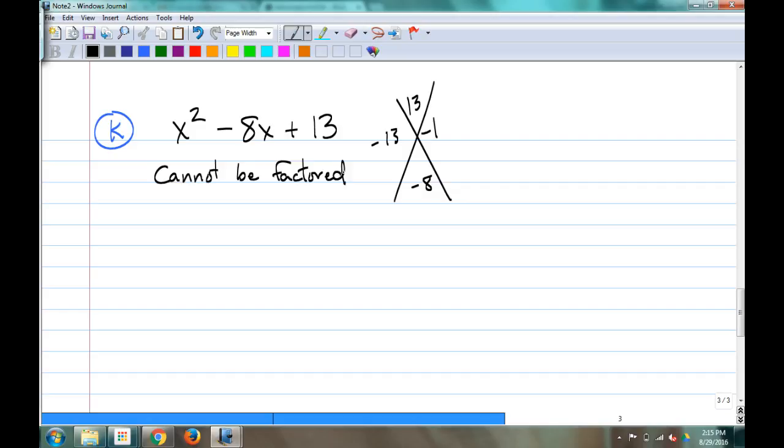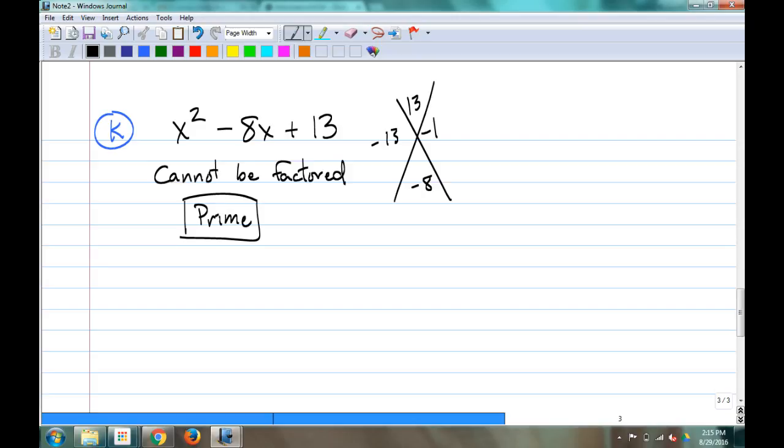No. Doesn't mean there's no solution. Just means it can't be factored. Another word for that would be prime. A polynomial can be called prime if it can't be factored, like 13 can't be broken down into smaller parts. This polynomial can't be broken down into smaller parts using factoring.